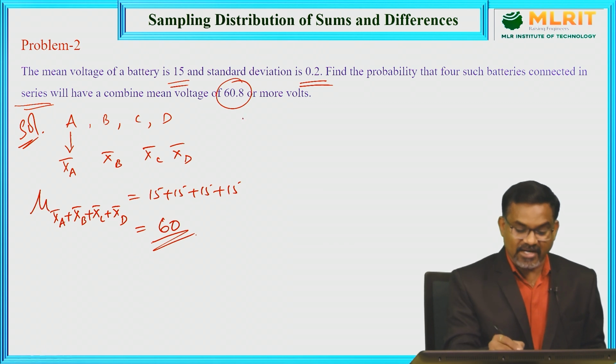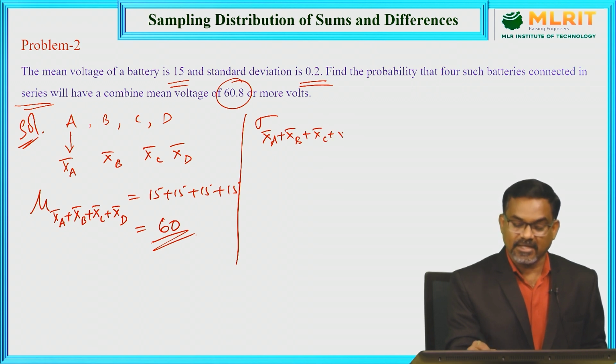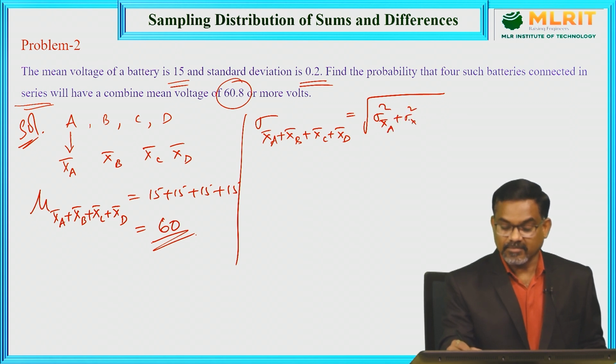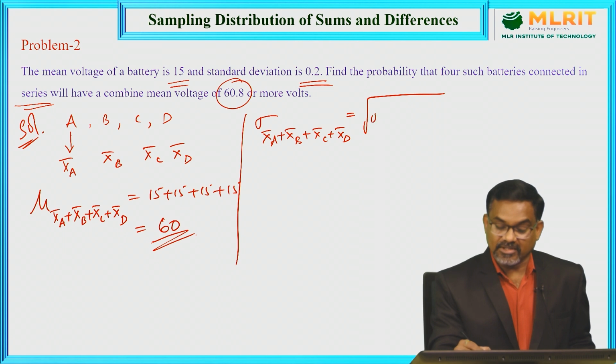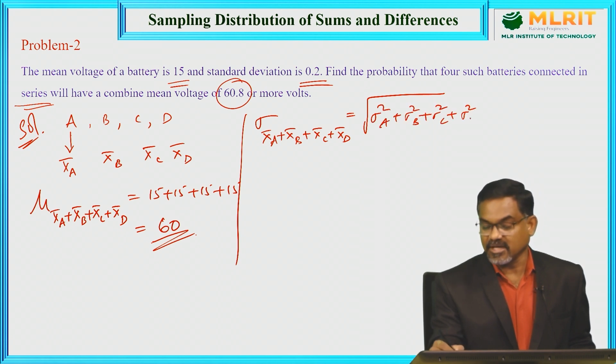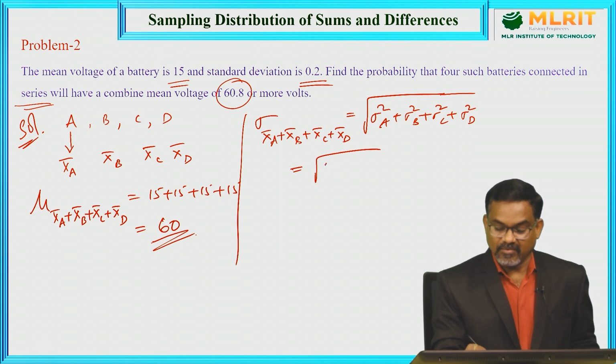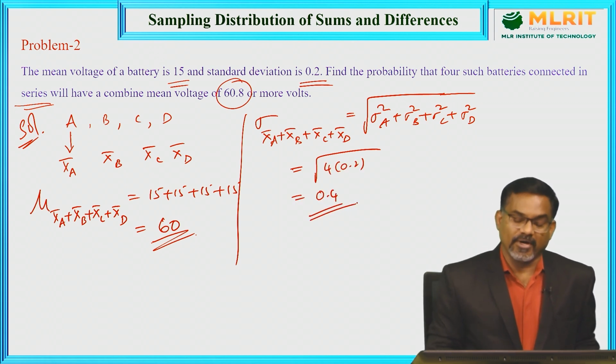Similarly, the standard deviation of x bar A plus x bar B plus x bar C plus x bar D, which is under root of individual values, under root sigma square A plus sigma square B and so on, for 4 batteries. So sum of 4 variances and each variance is given 0.2. So 4 into 0.2, which results as 0.4.